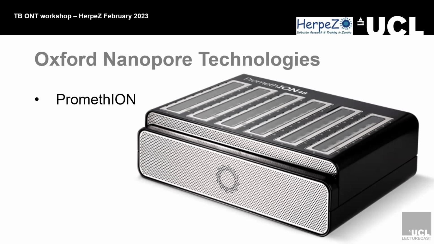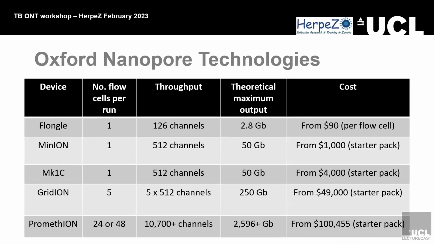So this is just showing you the different platforms and what the starter packs are. GridION and Promethean would be for a much bigger lab, but I would say probably MK1C and MinION is what most of us would use, and what I think the government bought most of during the COVID outbreak, to enable sequencing in our countries.